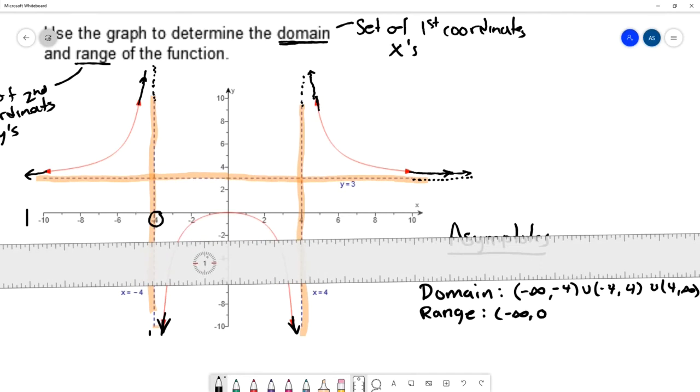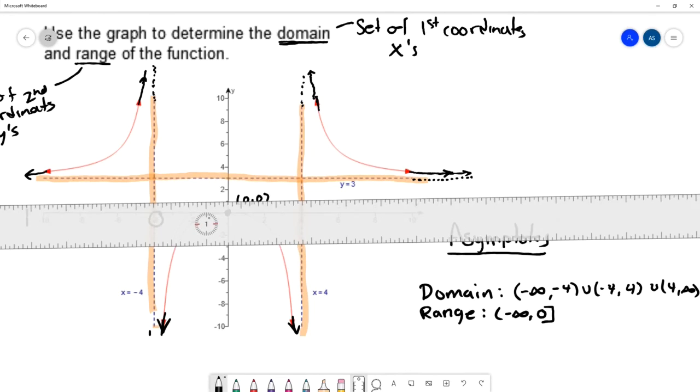Now on this 0, this point right here is on the graph. That's the origin, (0, 0). So 0 is a part of this graph. 0 is a part of this range. So we want to use a bracket on the 0 so that we include 0 in the range.